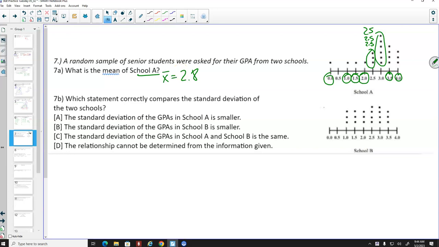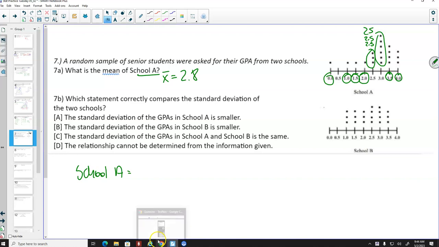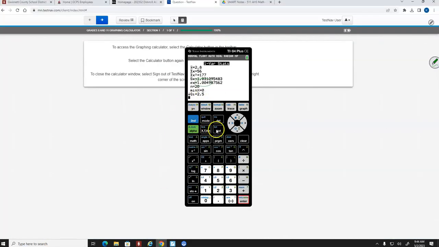Okay. Now the second question says which statement correctly compares the standard deviation of the two schools. So we already know that school A's standard deviation is given to us right here. It's 1.005. Now I'm going to do the same thing with school B and put the data in my calculator here. So again, stat, edit, I'm going to delete the data I got.